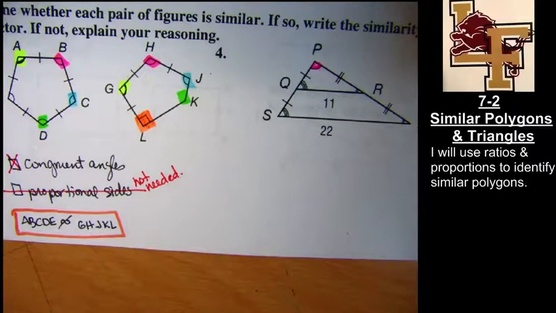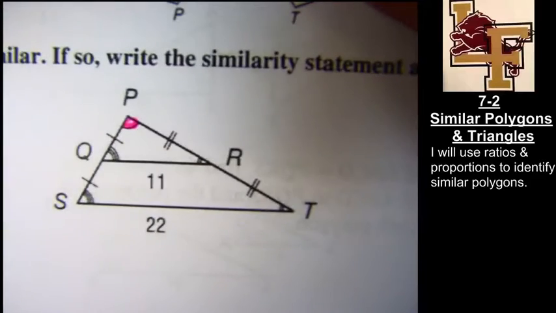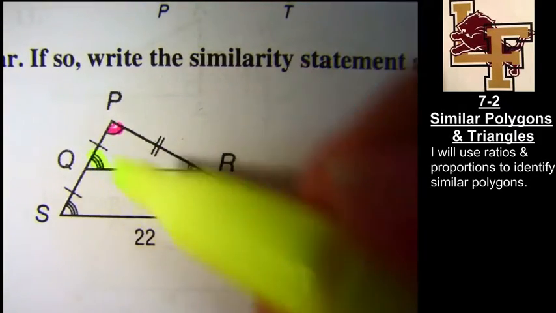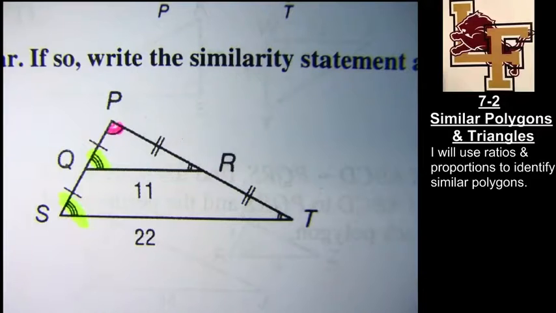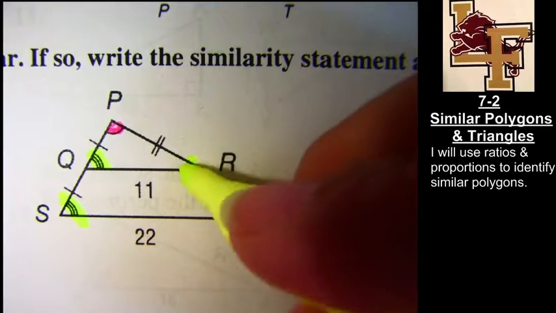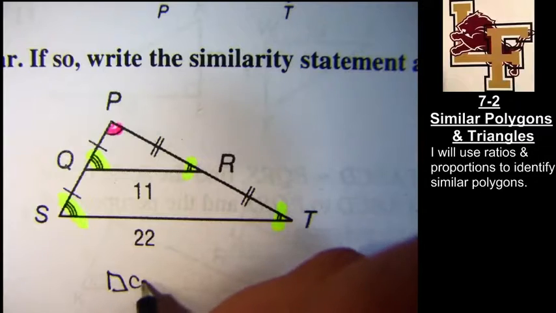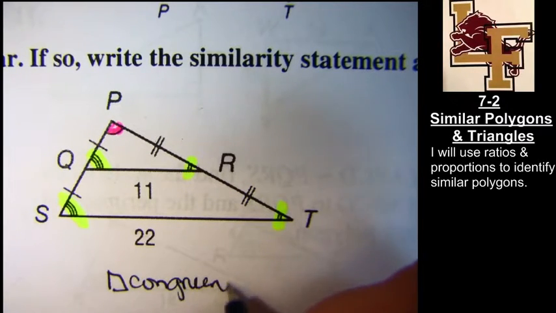I'm going to zoom in really close on those triangles. Do you see those little tiny arcs in there, those little tiny markings? This one has 3. This one also has 3. That means they're the same size. This one has 2 and this one has 2, which means all the angles are congruent to each other. This thing might be similar. At the very least, we've got congruent angles. So that was our first check.